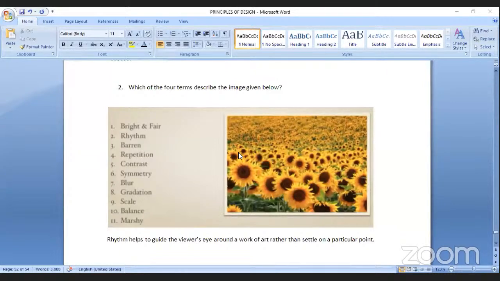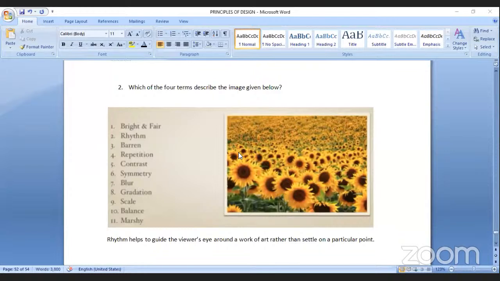Is there gradation? No. If the flowers in the background were dark, or the flowers in the foreground were dark, then it would be gradation. But no, there is no gradation. Scale? Yes, scale is there. You can see the difference between the nearest flowers and the farther ones; shape and size go on changing.